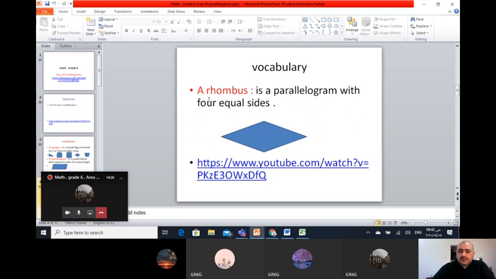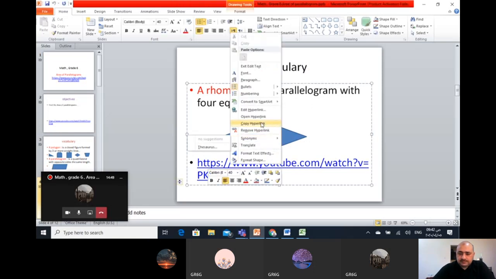The rhombus is a special case from the parallelogram. It's a parallelogram with 4 equal sides. So this is the rhombus. Rhombus is parallelogram, but we have all sides are equal. This side equal this side equal this side equal this side. Now watch with me this video.